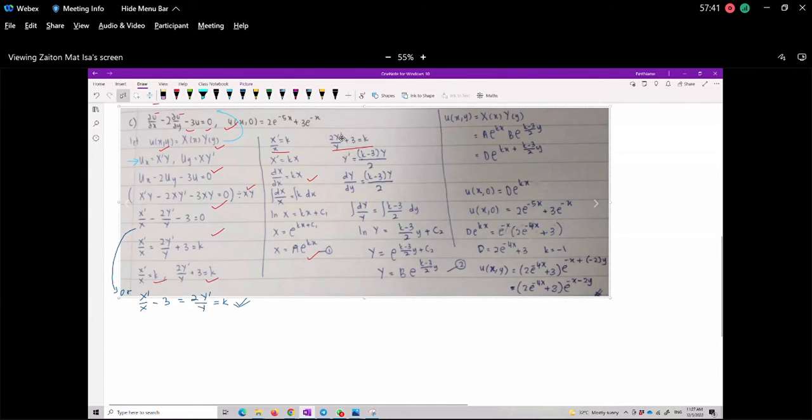Do the same thing for Y. Okay, bring to the left and right. Finally, rearrange, write carefully. We can write it down in this form. That's for Y.